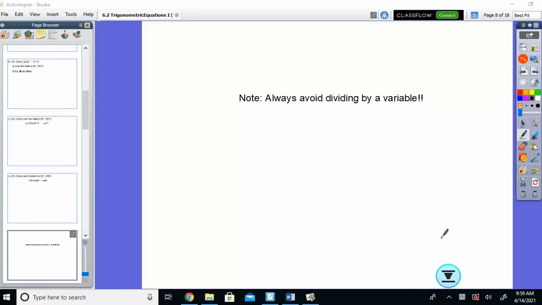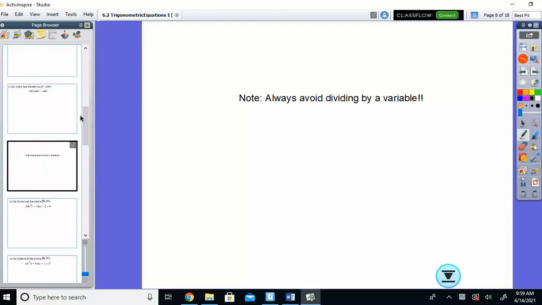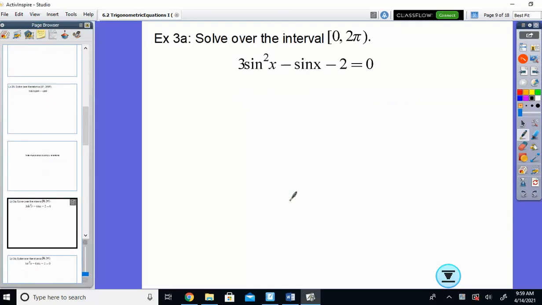We can't divide by a variable, so you can't ever divide by the sine of theta or the cosine of theta, because you will lose answers when you do that. So we always want to set it equal to 0 and factor things out, not divide that on both sides. So here is our first example for today.